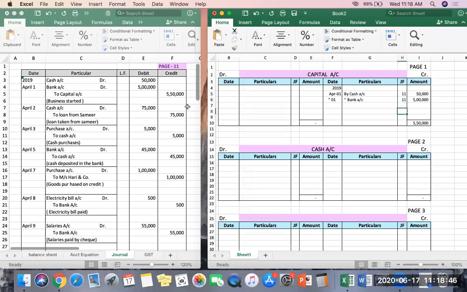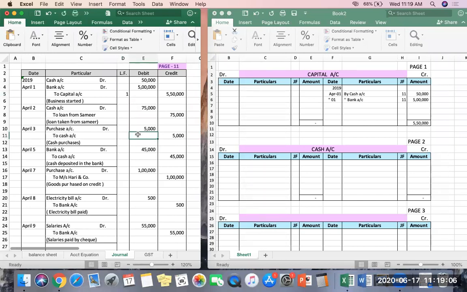On the other hand, whenever you finish the entry, now we have done only the entry of the capital account, right? So just in front of capital, you are going to write the page number here. It is page number 1. So you will write page number 1 here.